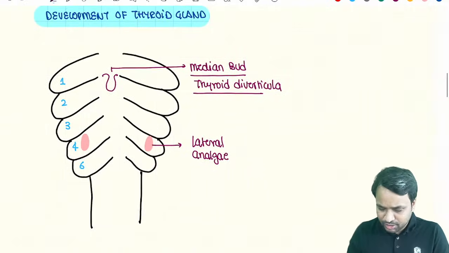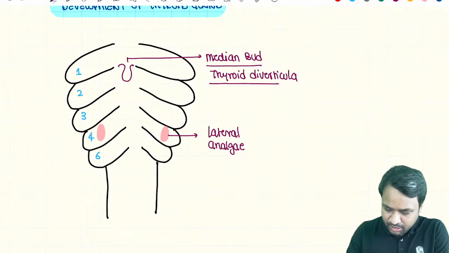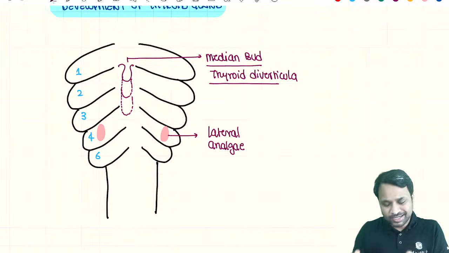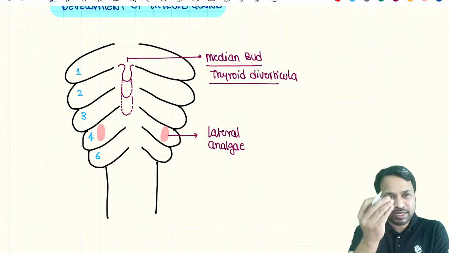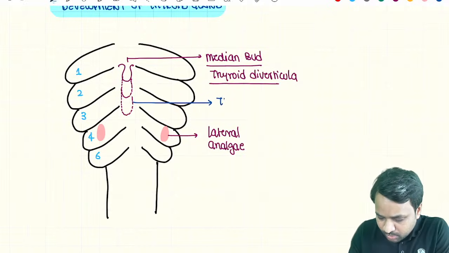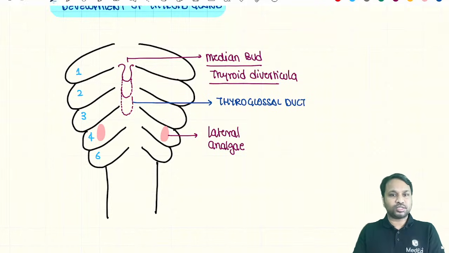Now, as the age of the embryo continues to grow, what is going to happen? You will notice that this median diverticulum will start to elongate slowly, in a caudal fashion. You'll see this elongation of the median diverticulum in a caudal fashion, that is downwards, giving rise to a duct-like structure. Now this, which was initially like a bud or a diverticulum, is transforming into a tube, and this is now named the thyroglossal duct.